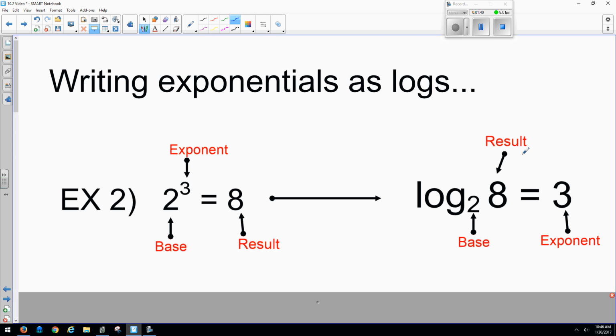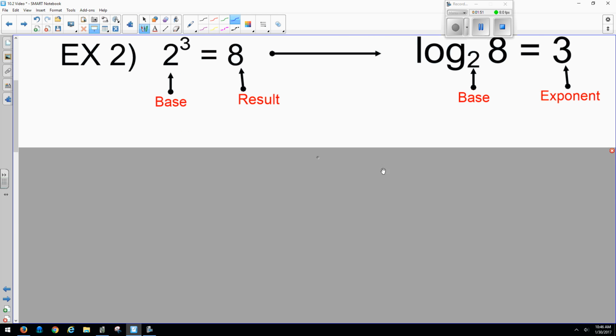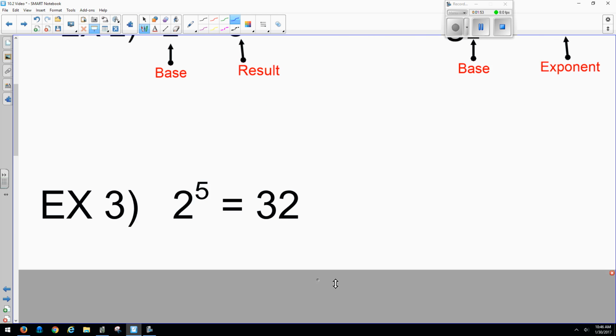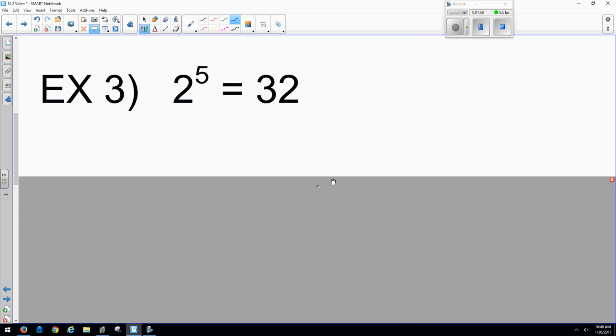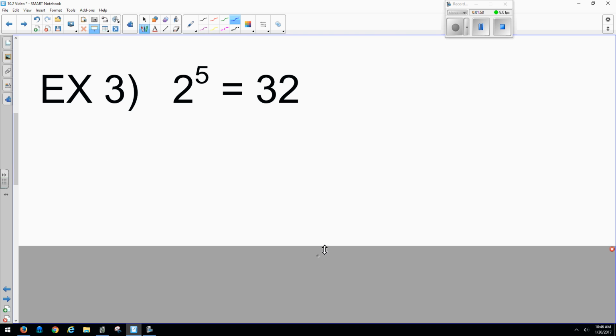So we're going to practice how to change it back and forth, starting with this one right here. So we want to go ahead and write this as a logarithmic function. And so we're going to have log base 2, so this is the base right here, of the result, which is 32, is equal to the exponent. And we're done.